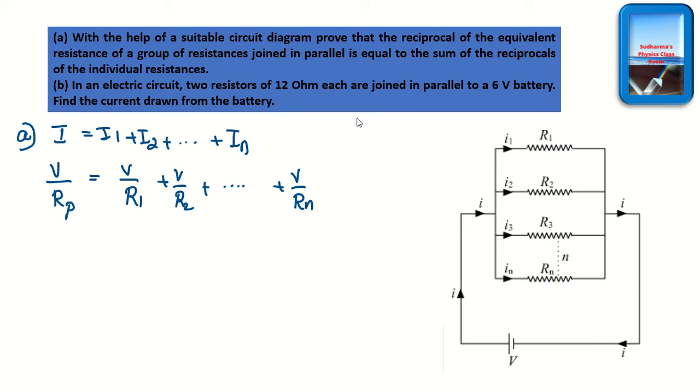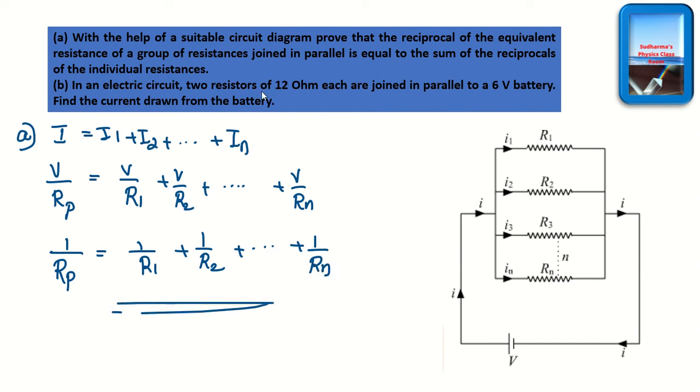Since in a parallel combination of resistors the potential difference is the same, this term V from both the sides cancels. So we will be getting 1 by Rp is equal to 1 by R1 plus 1 by R2 plus etc. plus 1 by Rn. So this is what is asked to prove here: the reciprocal of the equivalent resistance of a group of resistances joined in parallel is equal to the sum of the reciprocals of the individual resistances.